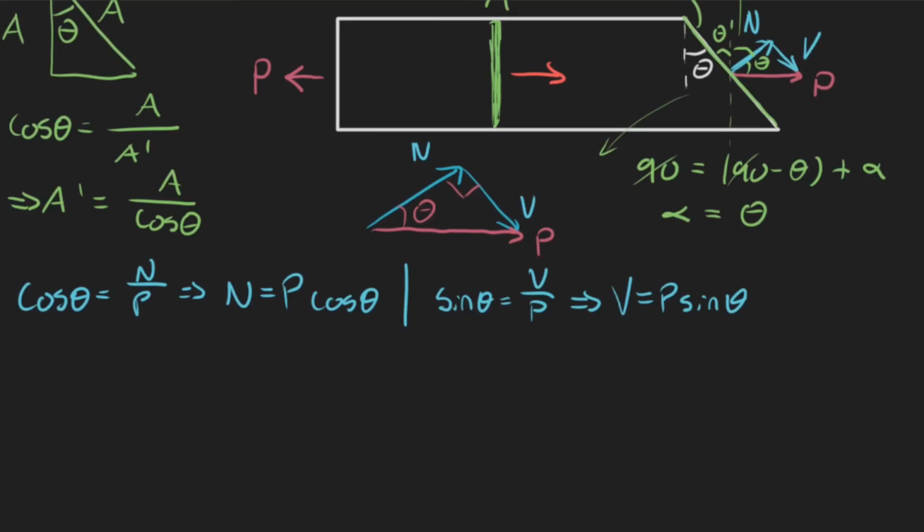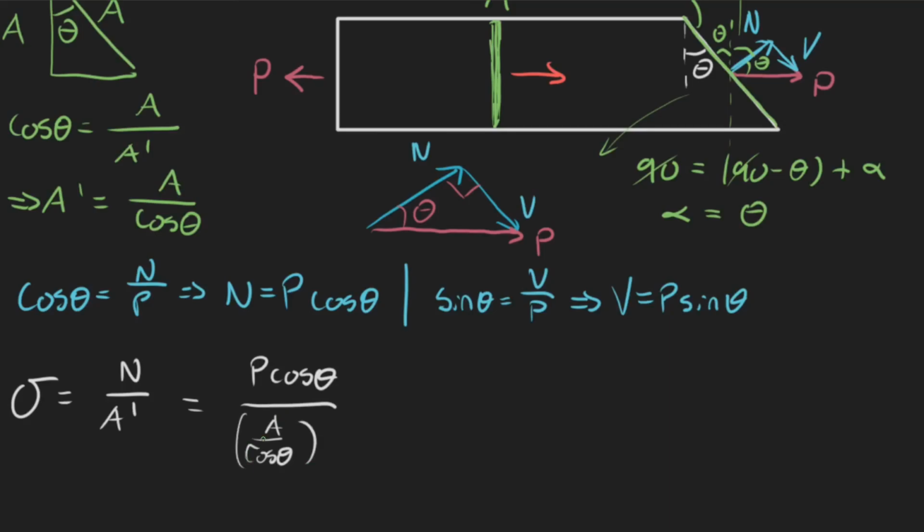So our normal stress is equal to N over A, which equals P cosine theta. I guess this should be an A prime, since we called this right here our A, since we found that right here. And then we also have our A prime, which is A over cosine theta. All of this is in the denominator.